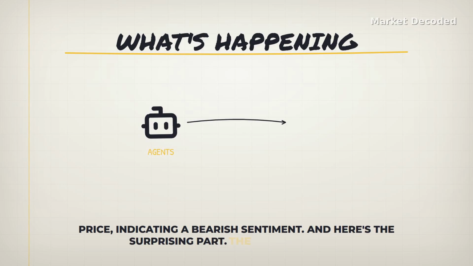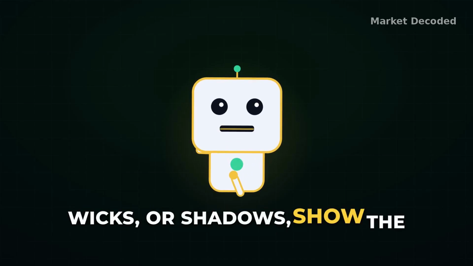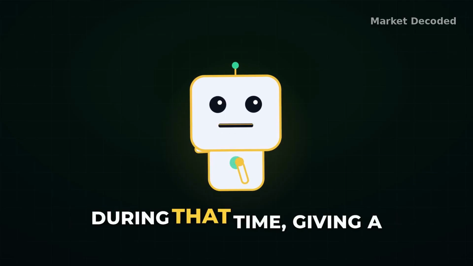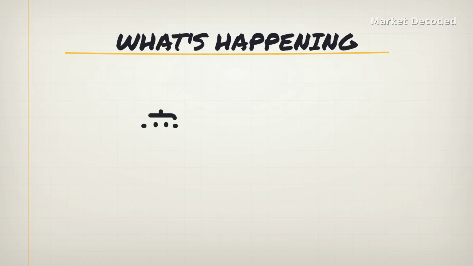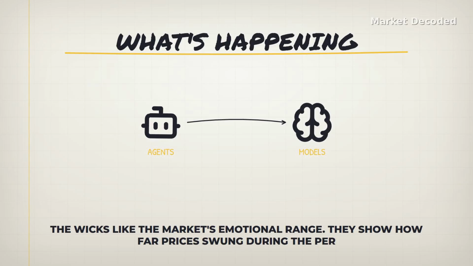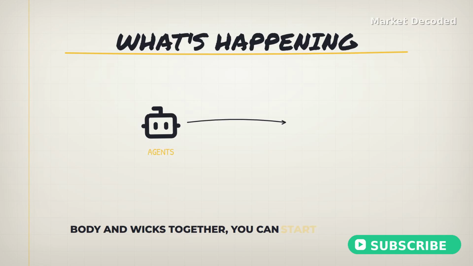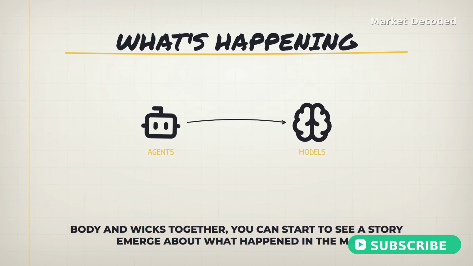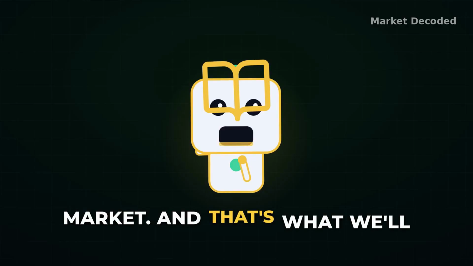And here's the surprising part. The color and fill of the body aren't just random. They're a quick way to see if the market was positive or negative during that time. The wicks, or shadows, show the high and low prices reached during that time, giving a glimpse into market volatility. Think of the wicks like the market's emotional range. They show how far prices swung during the period and can be a sign of market uncertainty or excitement. By looking at the body and wicks together, you can start to see a story emerge about what happened in the market during that time. And that's what makes candlestick charts so powerful. So, understanding the body and wicks is crucial to deciphering the story of the market, and that's what we'll keep exploring.